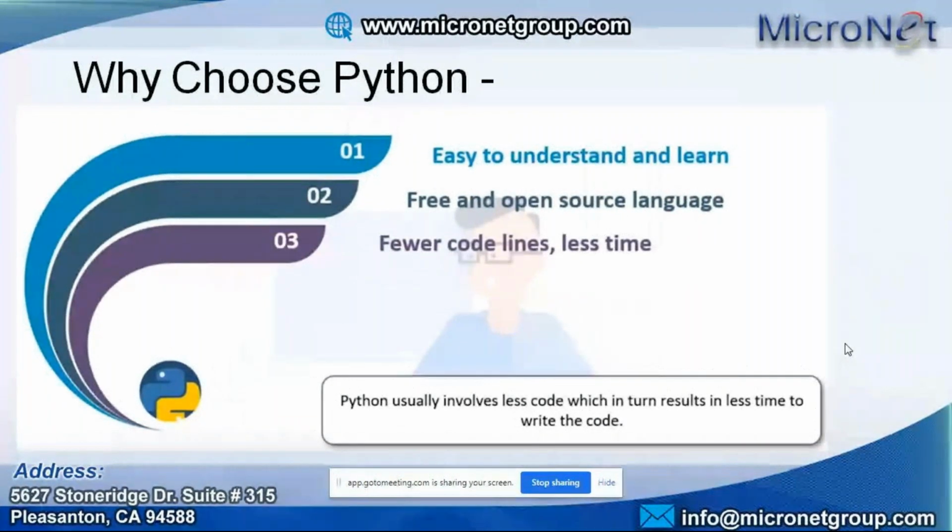And now, so it is very few code lines and less time. For example, if you are writing any program in C++, C or Java language, let's suppose it is taking 200 lines, whereas you can write the same code in Python with 50 or 60 lines of code. So that's how simple the Python language is.